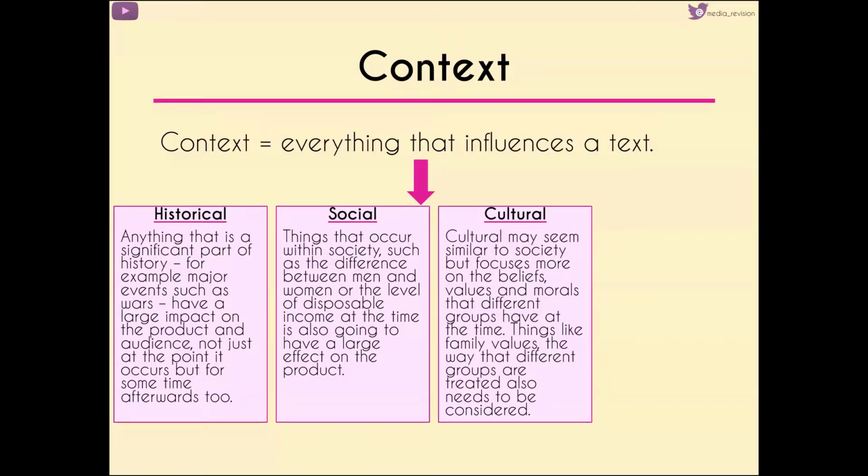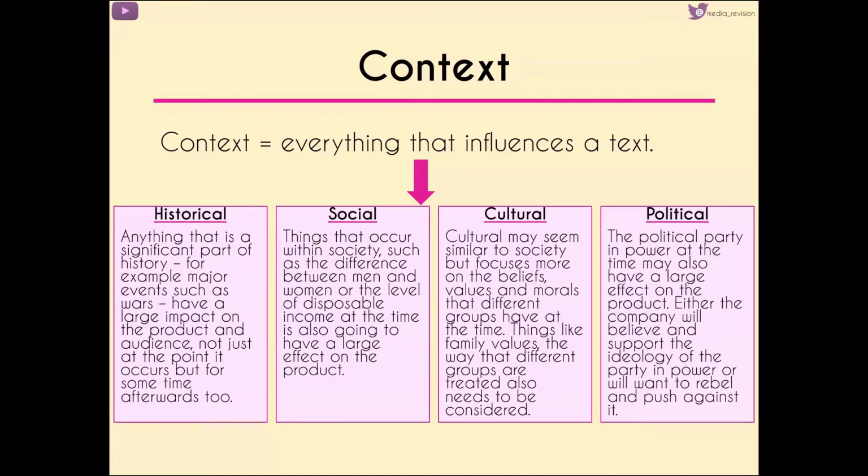Now, cultural context may seem really similar to social context, but it focuses more on the beliefs, values and morals that different groups have at different times. So, for example, family values or the way that different groups are treated is something that needs to be considered when we're looking at cultural context. And finally, political. The political party in power at the time is going to have a large effect on the product. Either the company is going to believe in and support the ideology of that particular party in power, or it will want to rebel and push against it, and that's something for us to be aware of because we might see signs of that coming through in the product.